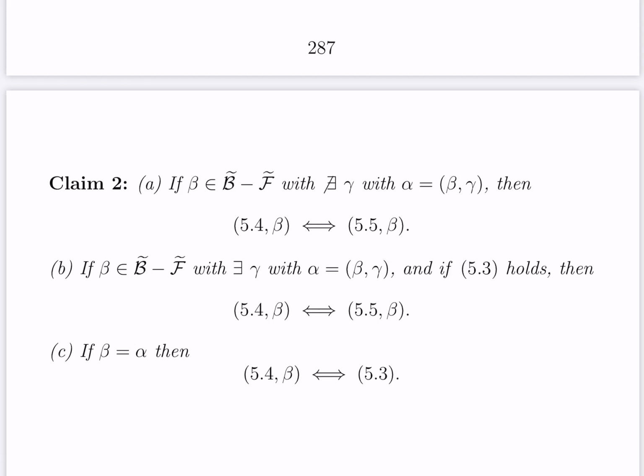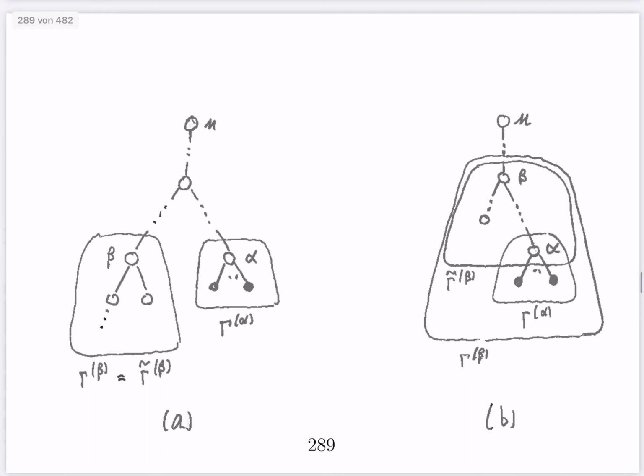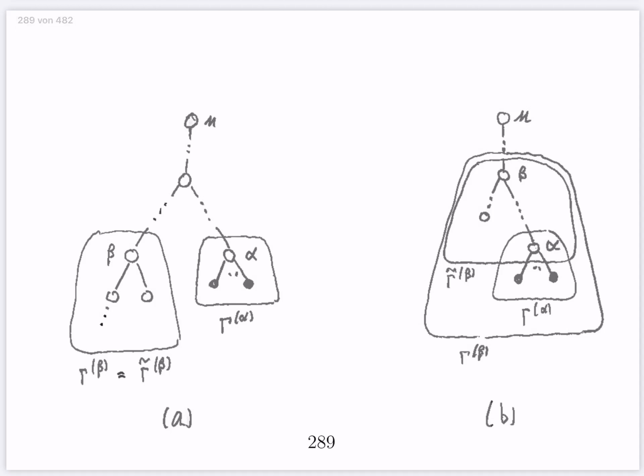So maybe I first show the next picture, which gives an idea of this separation into several cases. So here you see the cases in A and B. Here the left picture is for part A. There beta does not come before alpha. So then the subgame gamma beta and the subgame gamma alpha are disjoint. And then it is the claim of the part A of the claim is rather clear.